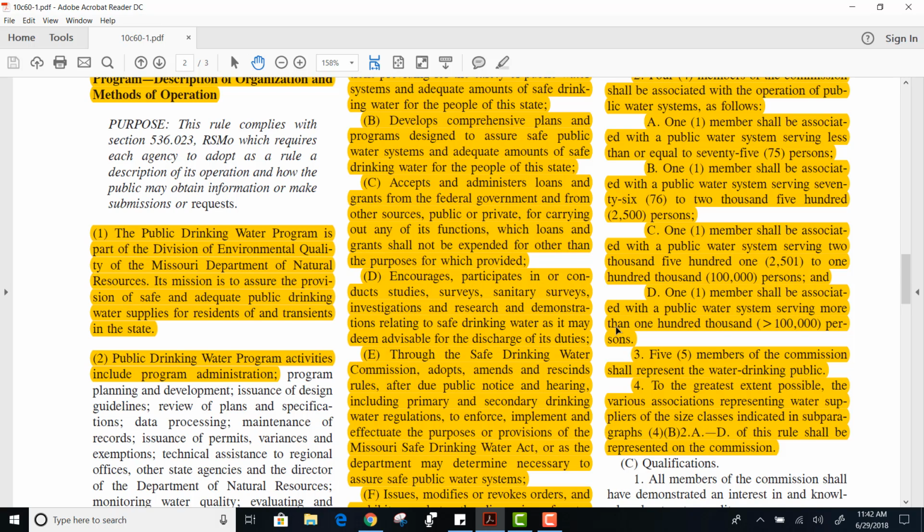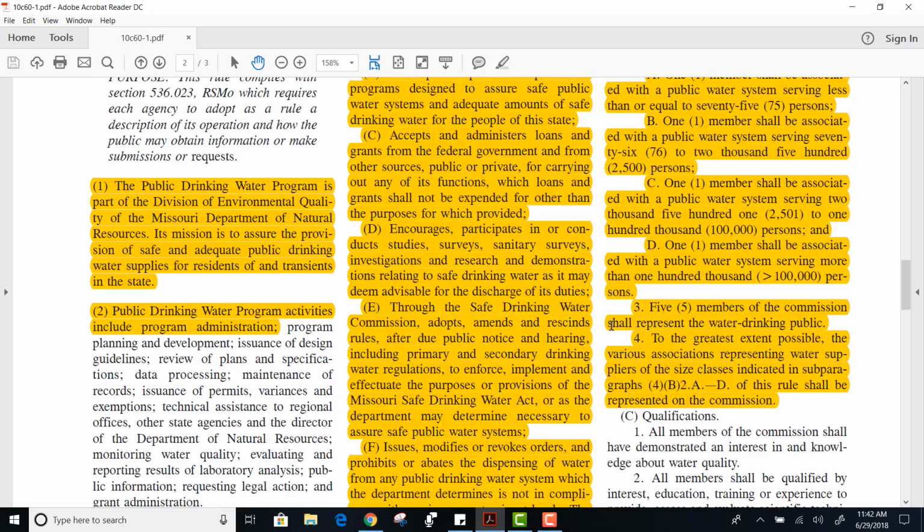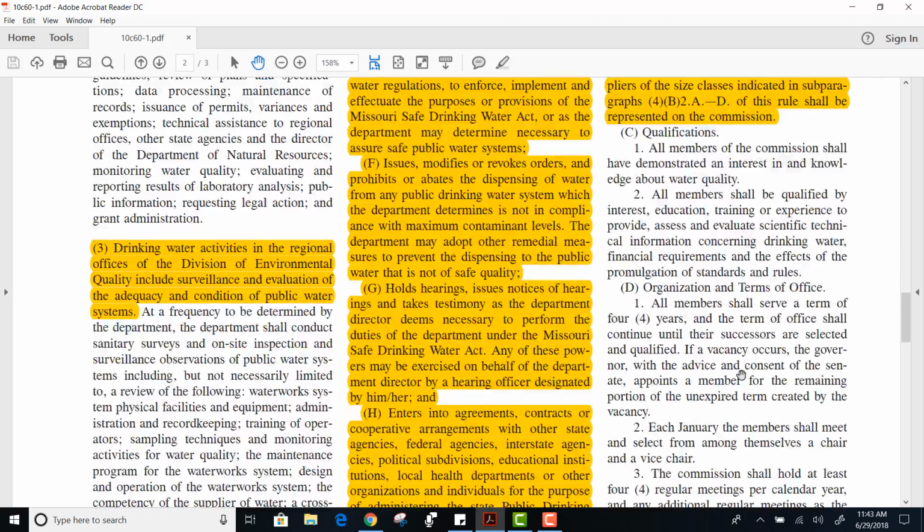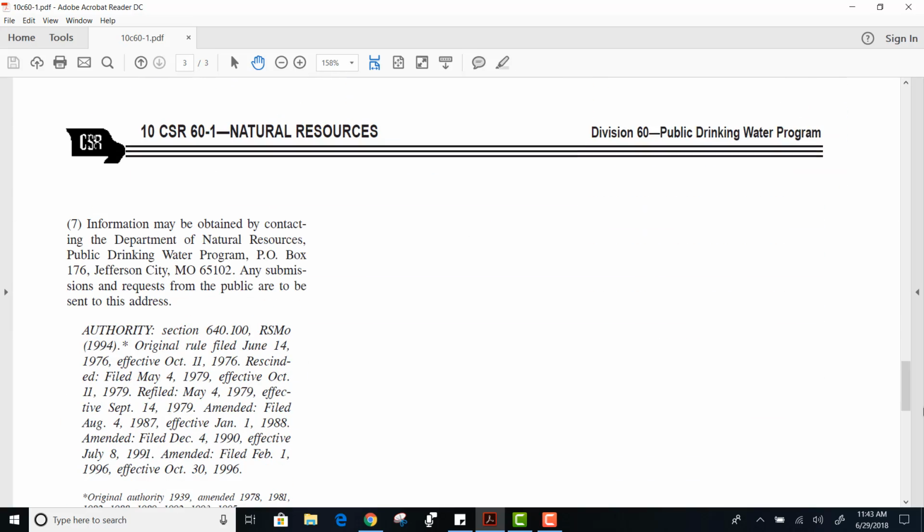And then there'll be 5 members who represent the drinking water public. And these, down here, it's not highlighted, shall have demonstrated an interest and knowledge about water quality, and they shall be qualified by education, training, experience concerning drinking water. Paragraph 4, to the greatest extent possible, the various associations representing water supplies and the class sizes indicated in subparagraphs shall be represented on the commission. It's a highly valued position to be on the Safe Drinking Water Commission, and that sums up these rules here.